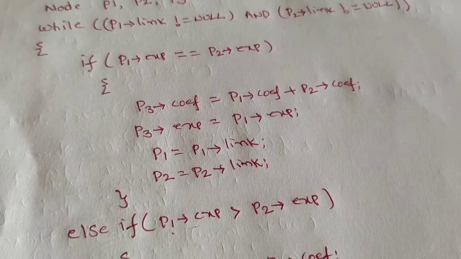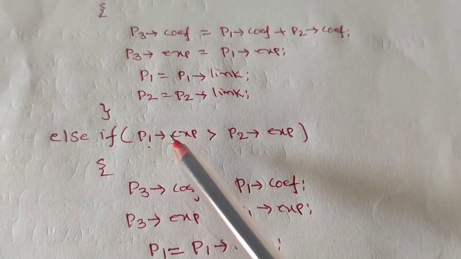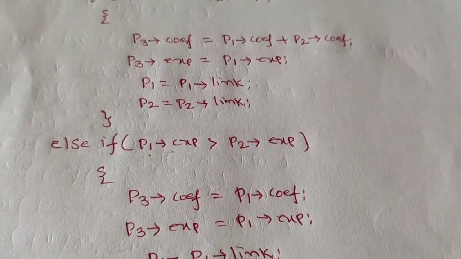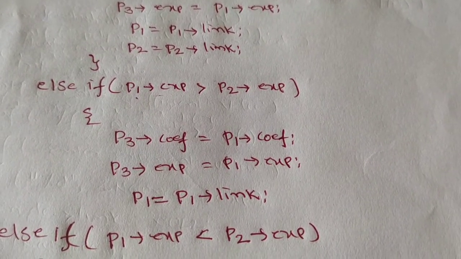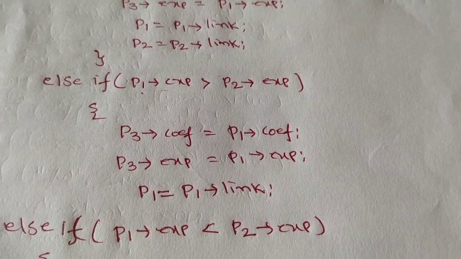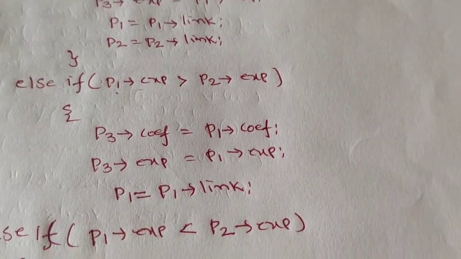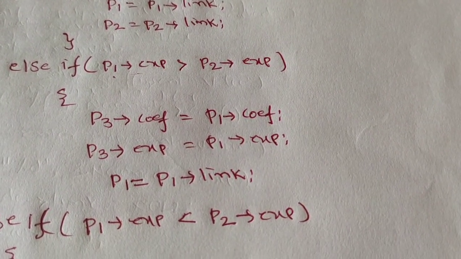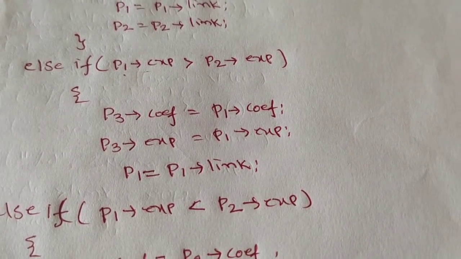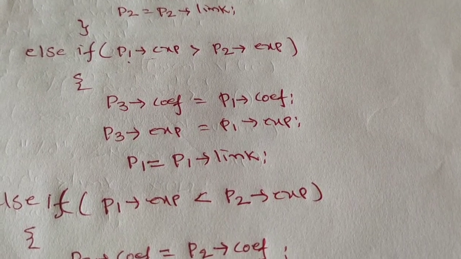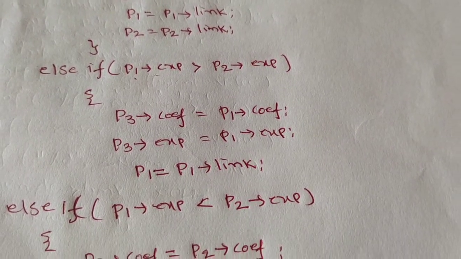Suppose one of the exponents is higher than the other exponent in the polynomials, what do we do? I am writing the else part. If P1 exponent is greater than P2 exponent, what are we going to do? Because we add the highest exponent coefficient to the result. So for that reason I write P3 coefficient equal to P1 coefficient, P3 exponent equal to P1 exponent. After adding this term, I move P1 to the next, because P1 moves one step forward, goes to the next node or the next term. So I write P1 equal to P1 link.